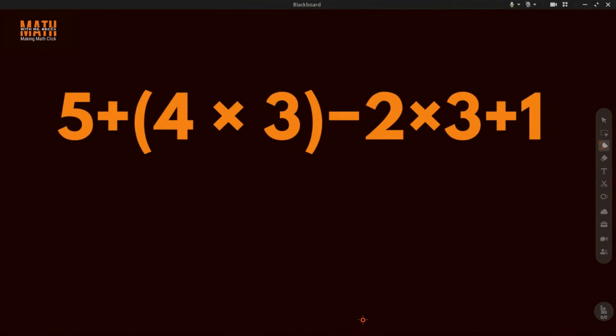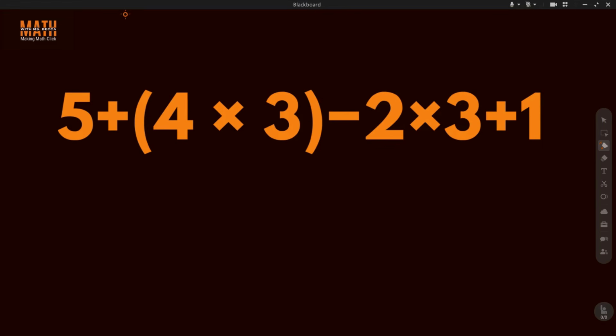Look closely at this question. How long do you think it will take you to solve it? Should I give you 5 seconds or 10? And even after solving it, will you get the correct answer? So now let's see where people make mistakes.